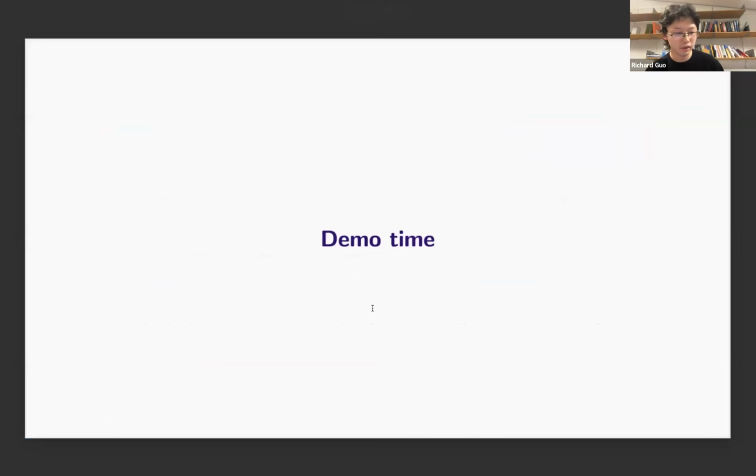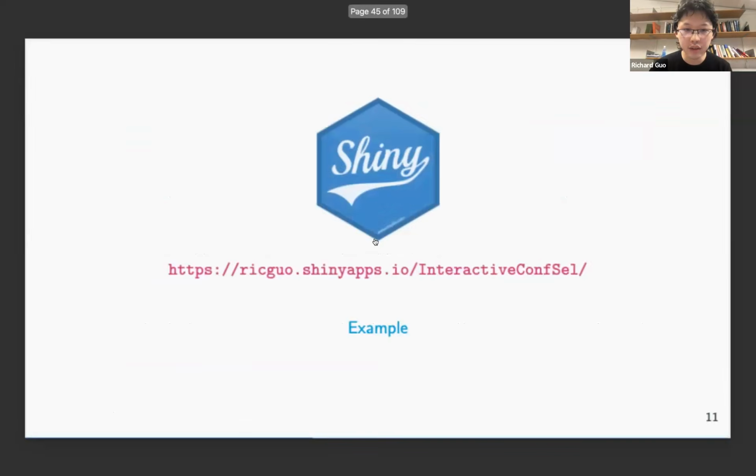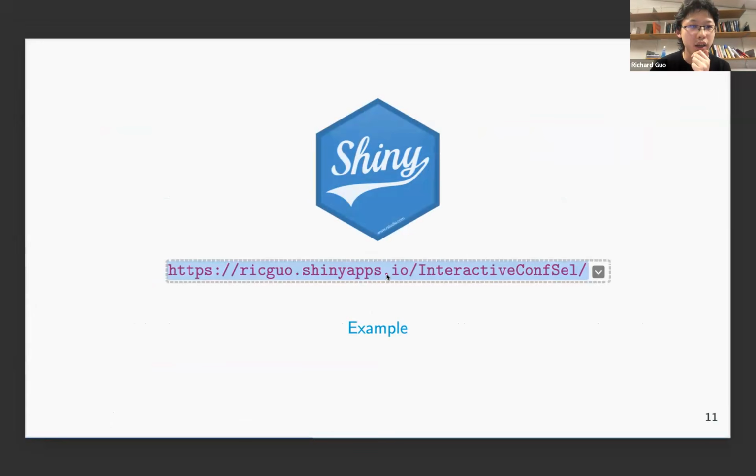Okay, so I think now it's due time to show you a demo. I have this demo coded up in R Shiny. Okay, now I'm going to switch to my demo screen.